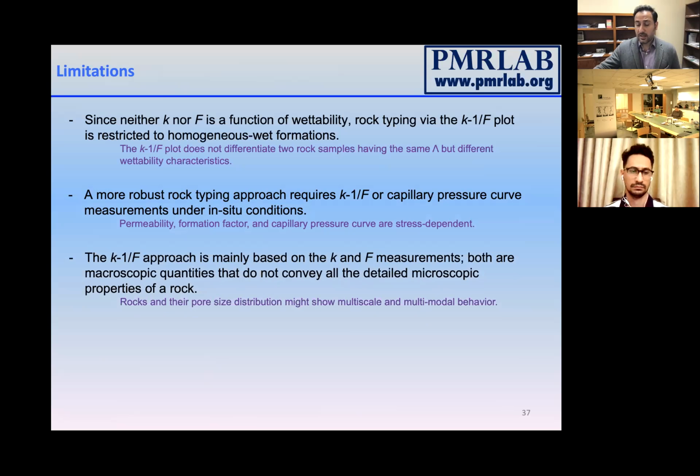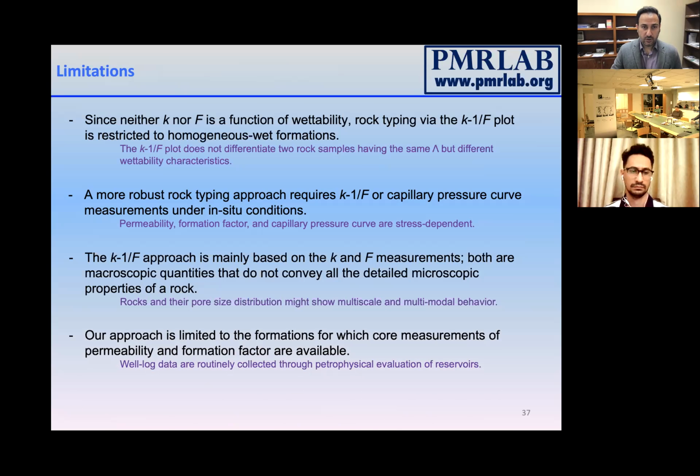We also know that formation factor, porosity, and permeability are all macroscopic quantities, right? They don't explain detailed microscopic characteristics of a rock. So if we have a rock sample showing multi-scale or multimodal behavior in its pore size distribution, because we are not including the capillary pressure curve in our rock typing, there is a chance that it doesn't show up, and we come up with incorrect rock types.